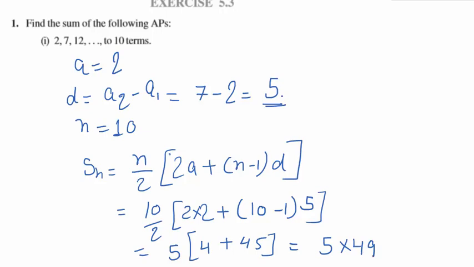Now how will you solve this? To solve this you will not multiply directly. We will use a shortcut, that is 5 into 50. 5 into 50 is 250 and minus 5, because 49 can be written as 50 minus 1. So 250 minus 5, this will be 245.